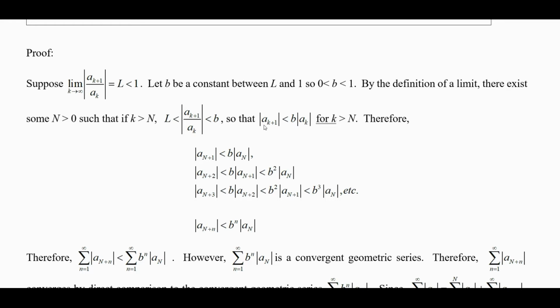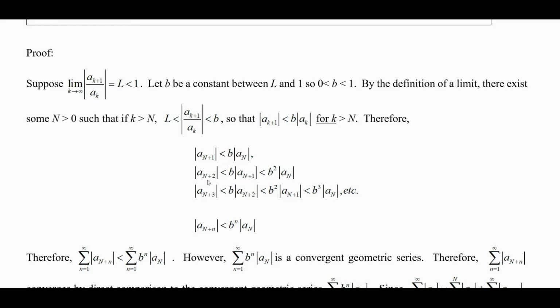Okay, and so this tells us that the absolute value of a sub k plus 1 term is less than B times the absolute value of a sub k. Let's take this part of it here and multiply by that. And for all k greater than N, this is going to be true. Well, let's take a look at that just a little bit. So if we take the capital N plus 1 term, that has to be less than B times the a sub N term.